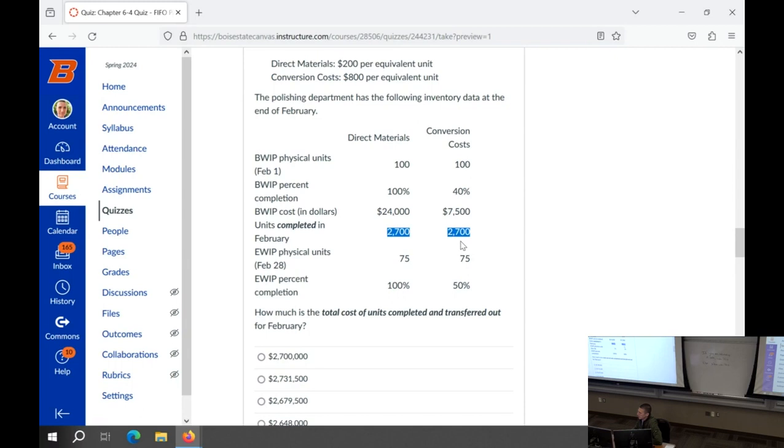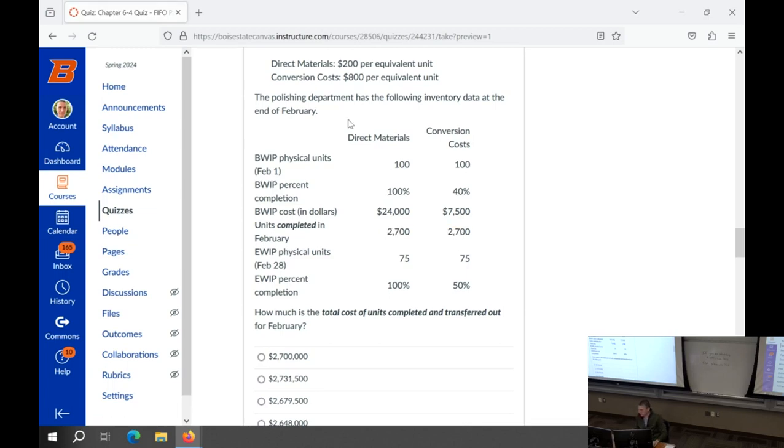So take this 2,700 and subtract away direct materials, beginning equivalent units, which is 100 units times 100%, so 100 equivalent units. And that's now 2,600. We'll get these numbers in this spreadsheet in a second. And take this 2,700 here and subtract away 100 physical units times 40% complete, or 40 equivalent units. So you get 2,660 as our equivalent units completed with this period's work, that we're going to multiply the rate by with respect to conversion cost.